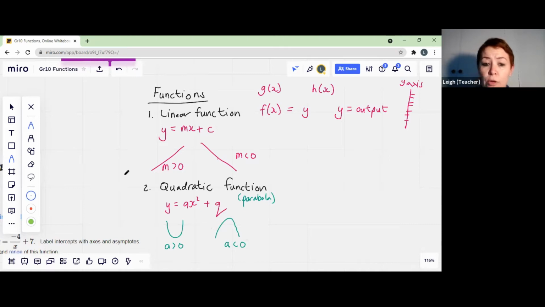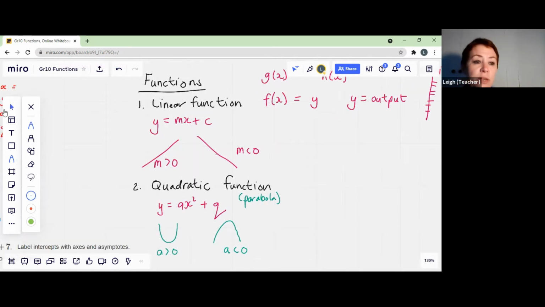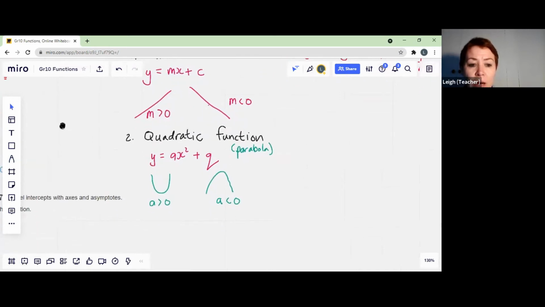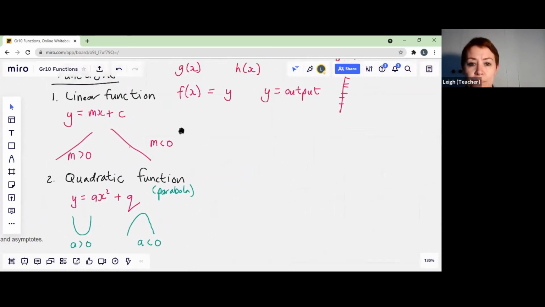Do you recall we learned how to draw them, how to find the equation of them, and then we did application questions. So those are the sorts of things you're always going to be doing. You're going to be learning how to draw them, you're going to be learning how to find the equation, and then you're going to be doing application type questions. So now the next kind of function that we are going to learn about is the hyperbola.